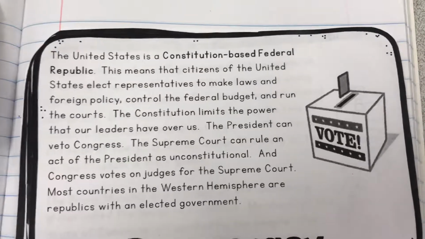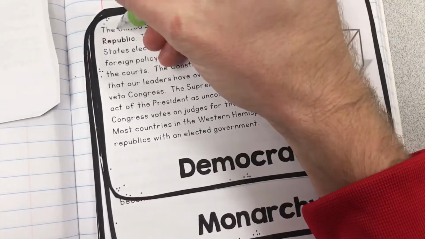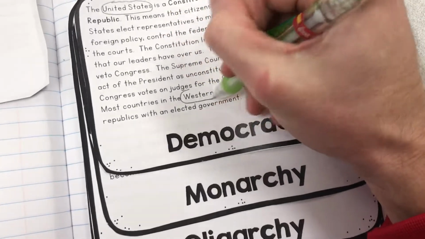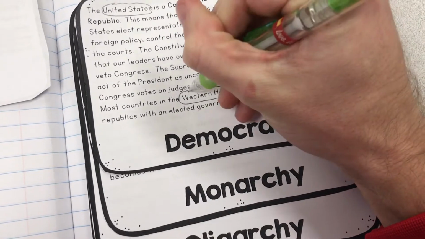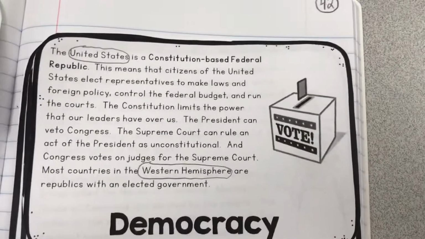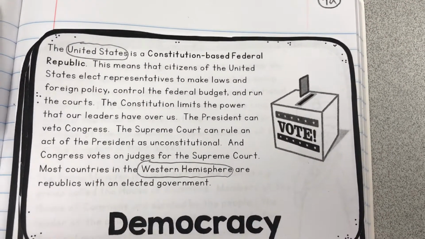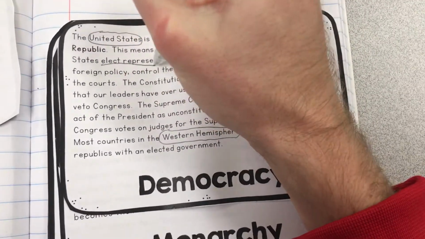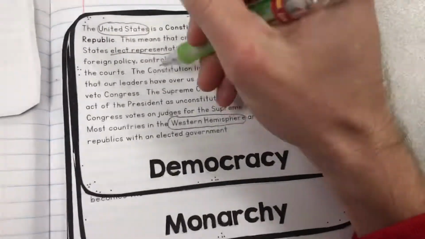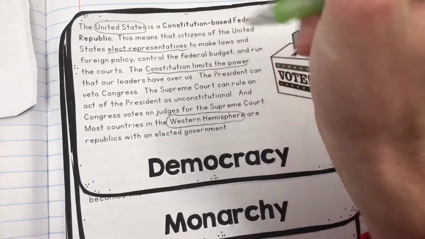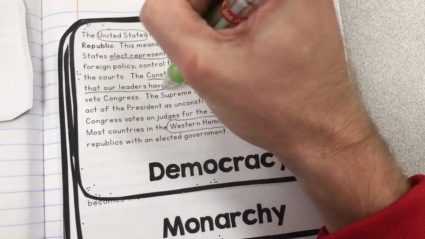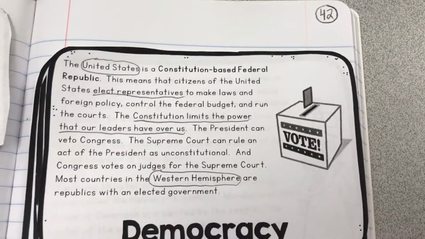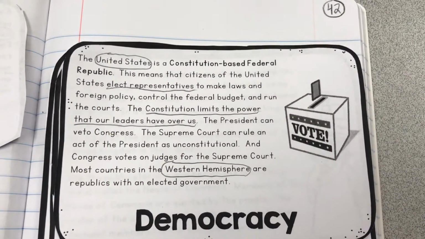Wasn't that pretty cool? All right, so obviously a big example of democracies is the United States, but I also would like to circle Western Hemisphere. That means a lot of the countries like Canada, Mexico, and other countries in South America also practice democracy. And then I would like you to underline where it says elect representatives. That's a big part. And how the Constitution limits power that our leaders have over us. That's a big part of a democracy, because even though we vote for people, we don't want them to have absolute control. So the Constitution limits that.